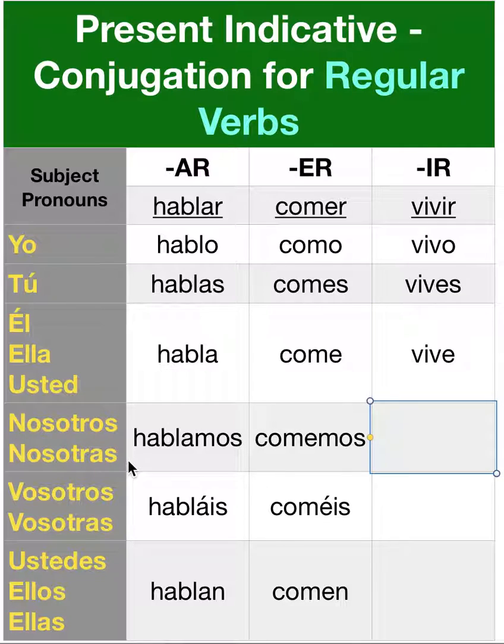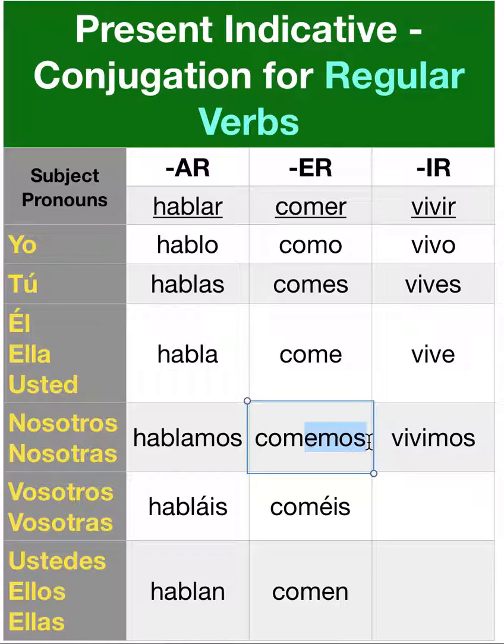And then we have nosotros, nosotras. We take the stem and then we add imos. This time it is a little bit different. We add imos instead of emos. They were all the same before, but here we use i instead of e. So vivimos. Nosotros vivimos, nosotras vivimos. We live.